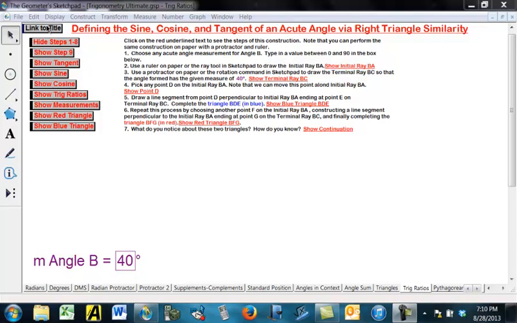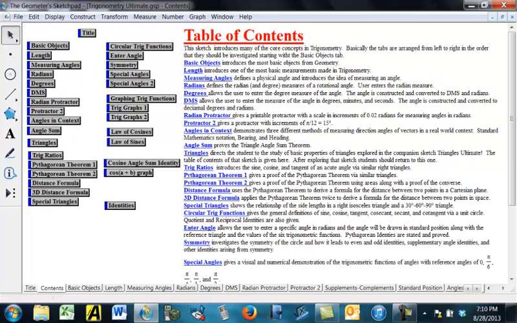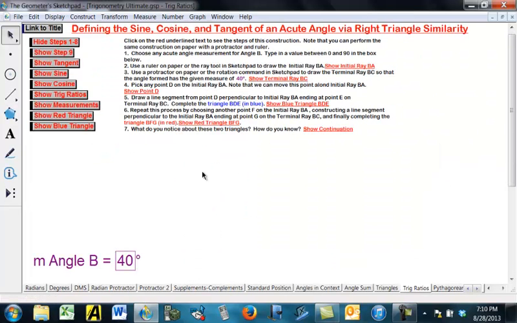This is Jack Jackson. Today we're going to be introducing the tangent function of an acute angle via right triangle similarity. As is typical with many of my videos here, we're going to follow along using the Geometry Sketchpad sketch, Trigonometry Ultimate, that I have put together. And this one is the tab called Trig Ratios, you can see there. This follows along with a class project that was discovery learning that we worked on in class in groups.